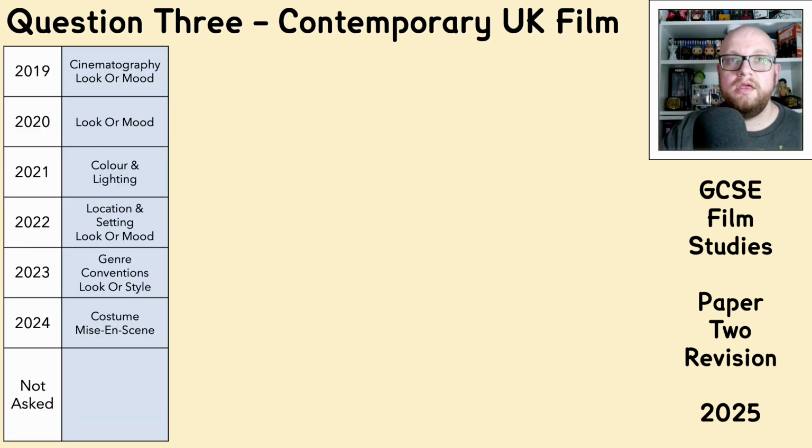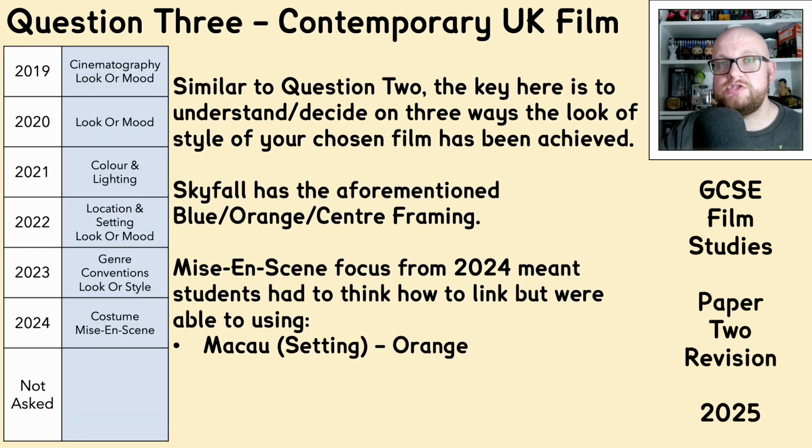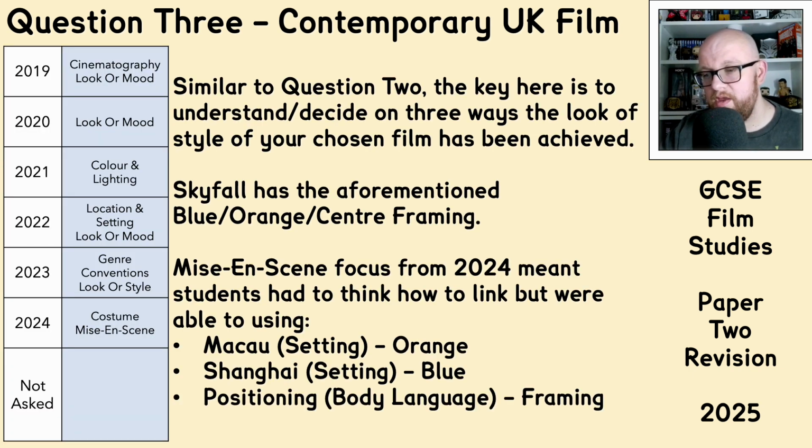Now, when it comes to this question, and again, I've kind of just said that there, haven't I? So, similar to question 2, the key here is to understand and decide 3 ways in which the look or the style of your chosen film has been achieved. So, the way that I say it's similar to question 2 is that with question 2, you need to think of and try and find those 3 ways.